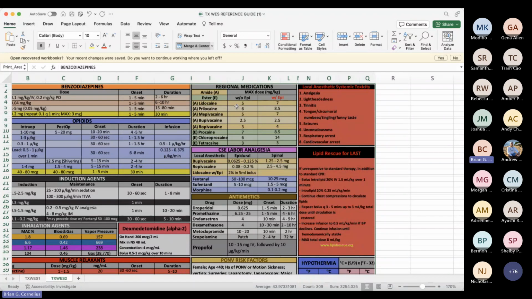Make sure that you review these pretty well, especially right before you start your OB rotation, because that's when they're really going to drive and ask questions about local anesthetics.